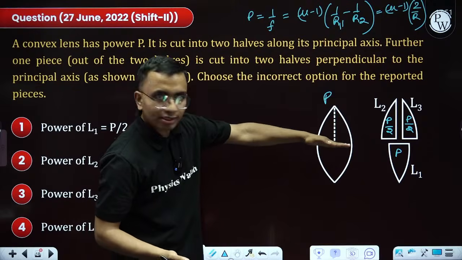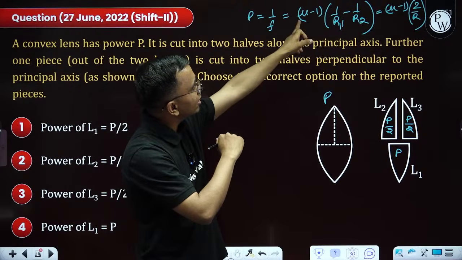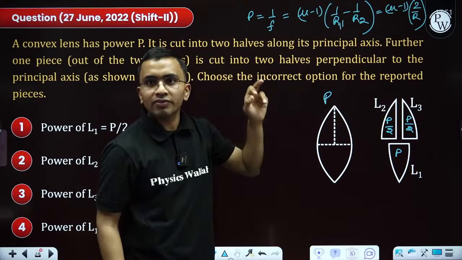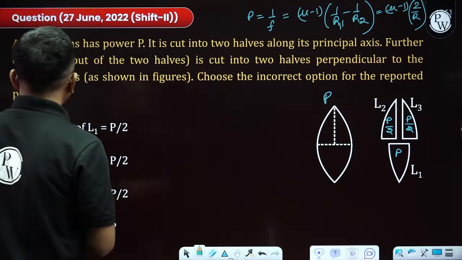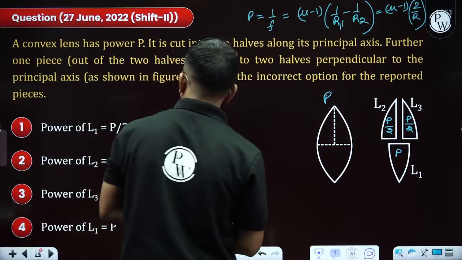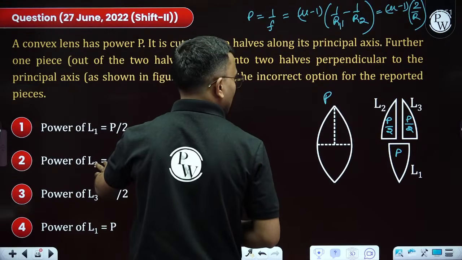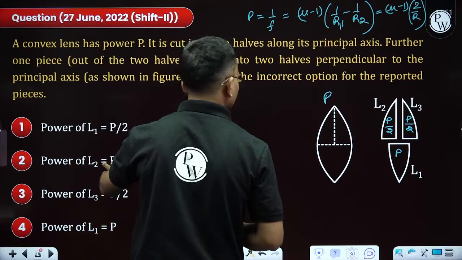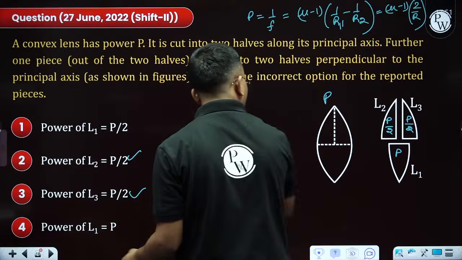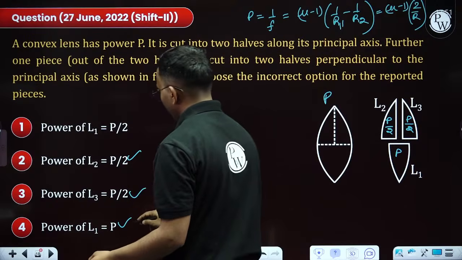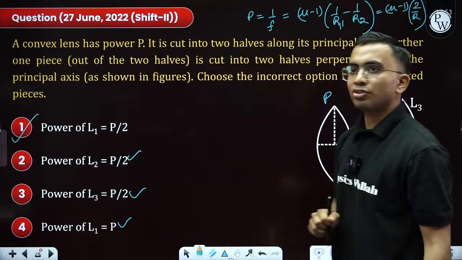If you cut it like this, the focal length will not change. Focal length depends upon the radius of curvature of the two surfaces and the refractive index of the medium. That is the same. So it is like this. Power of L1 is P by 2. This is incorrect. Power of L2 is P by 2. This is correct. Power of L3 is P by 2. This is correct. Power of L1 is P. This is correct. Okay. This is incorrect, which is asked here, which is option 1.